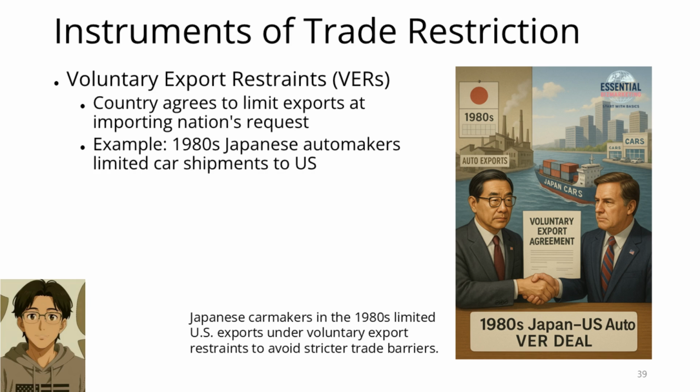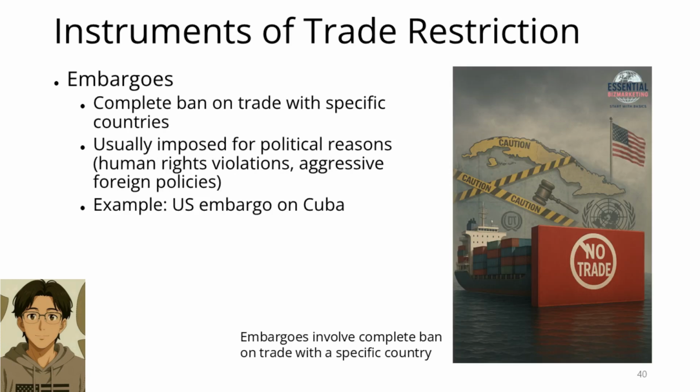Sometimes, export limits aren't imposed, but requested. Voluntary export restraints occur when a country agrees to limit its exports at the request of another nation. In the 1980s, Japanese carmakers accepted U.S. demands to restrict exports in order to avoid harsher trade barriers. The most extreme form of trade restriction is the embargo. An embargo is a complete ban on trade with a specific country, often for political reasons. The long-standing U.S. embargo on Cuba is a well-known example of this policy in action.